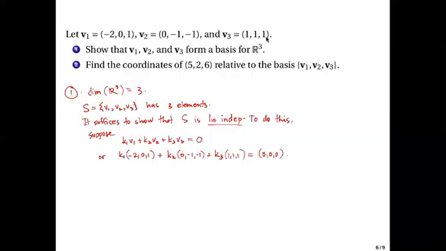Then we can rewrite this in matrix equation form. Then we have the matrix with rows (-2, 0, 1), (0, -1, -1), (1, 1, 1) times the vector (k1, k2, k3).